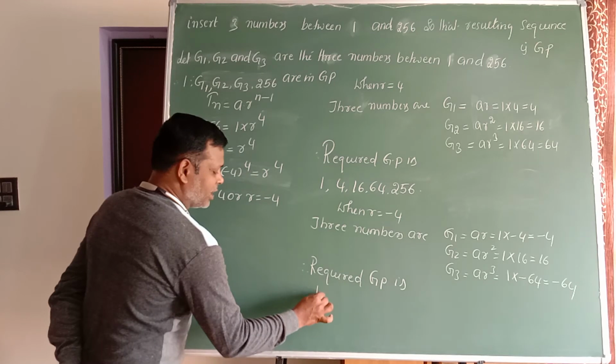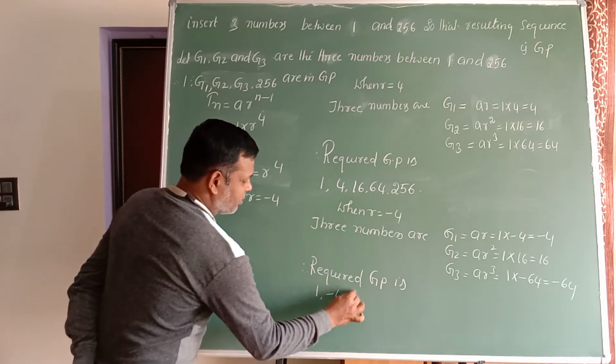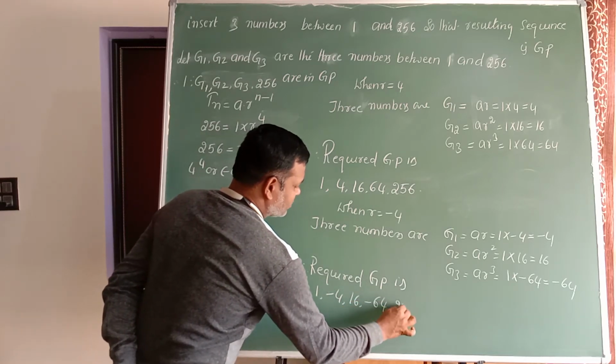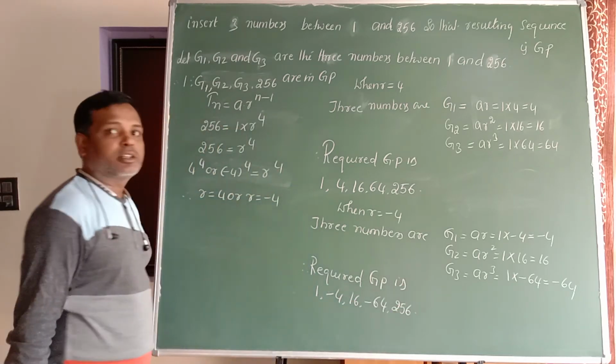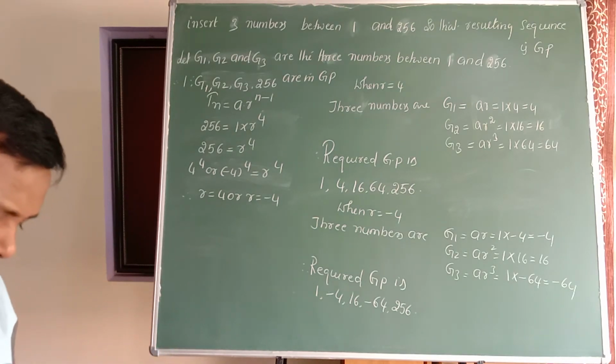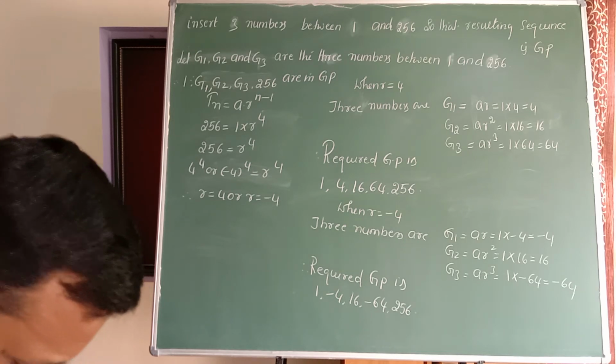What is the first number? 1. The second number is what? Minus 4. The third number is 16. The fourth number is minus 64. And the last number is what? 256. This is the solution. Got my point? So we'll go and do some problems, very important problems related to this.